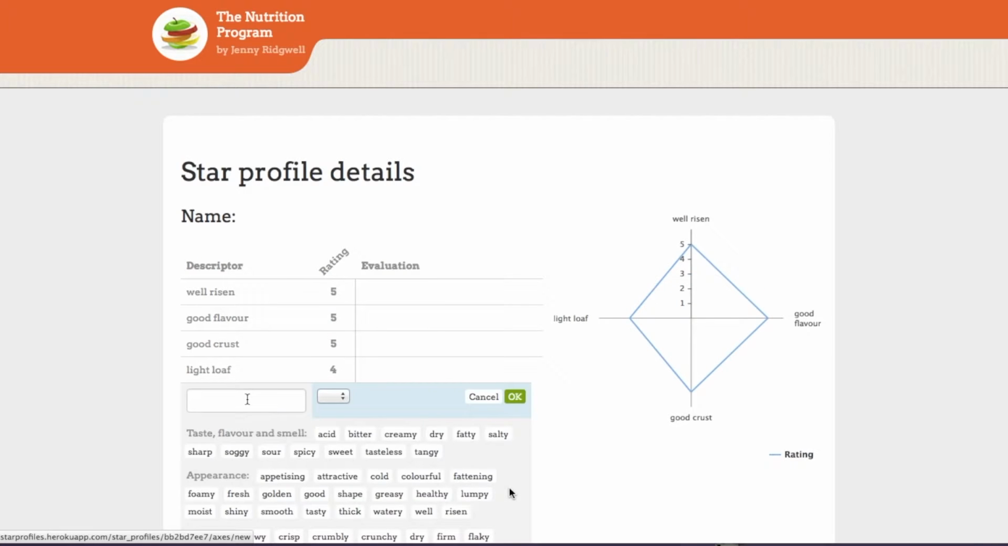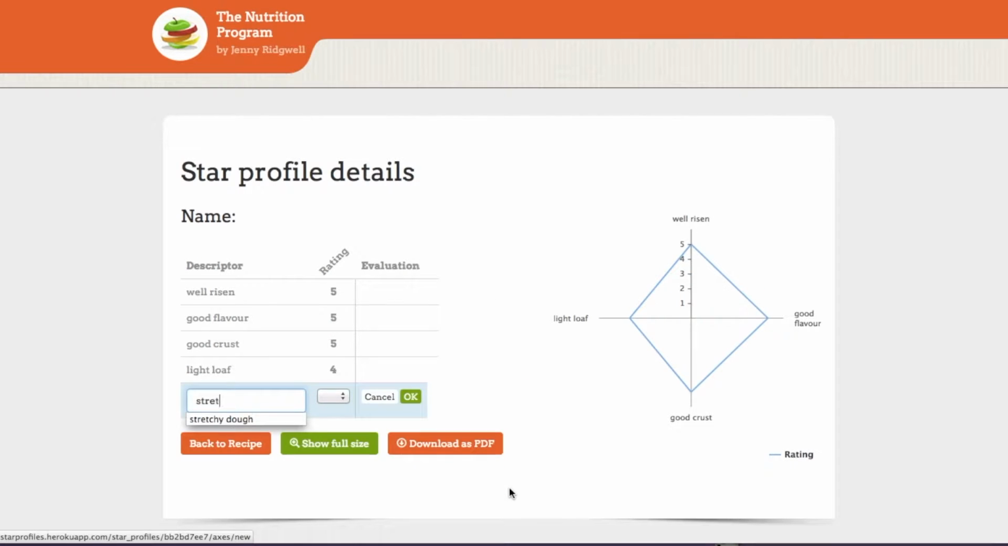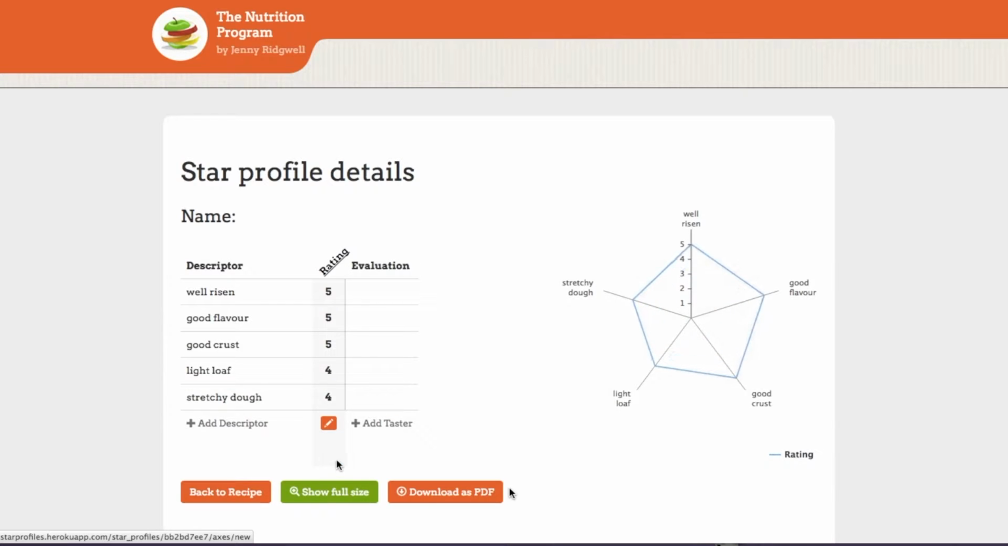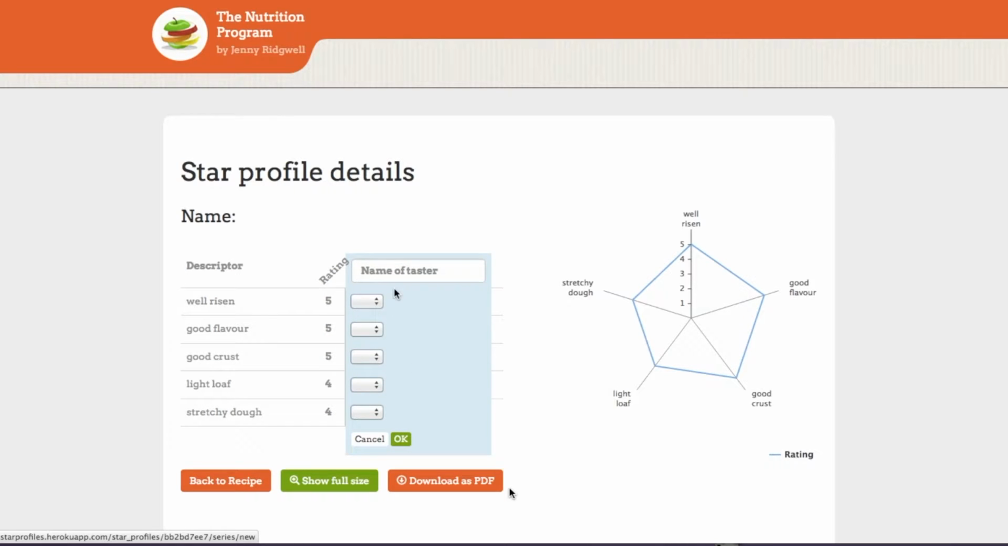And then I want a stretchy dough, because that means that I've got plenty of gluten in the bread. So that's 4 out of 5. Now, instead of a taster, I'm going to add the name of a flour. So I'm going to start with plain flour, which is not normally used for bread. So I'm going to imagine this experiment. You can do your own and find out the results, but this is my imaginary one.